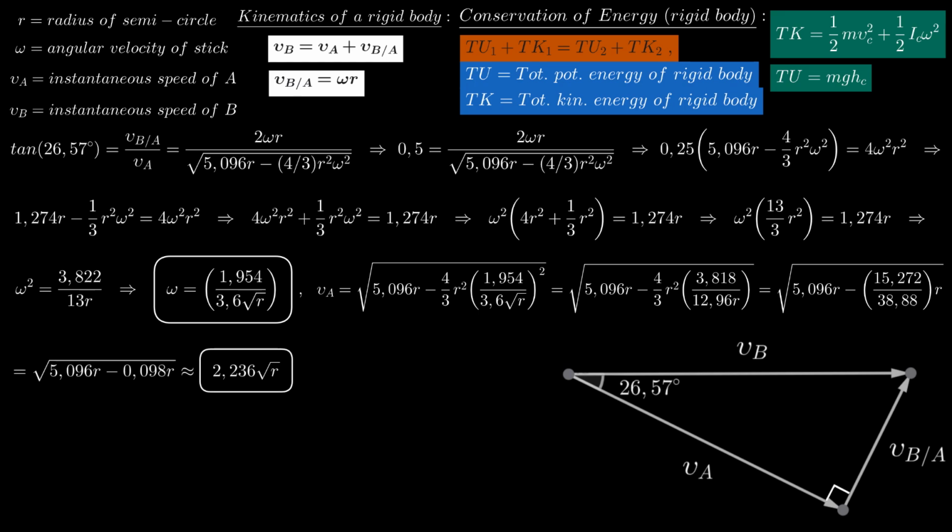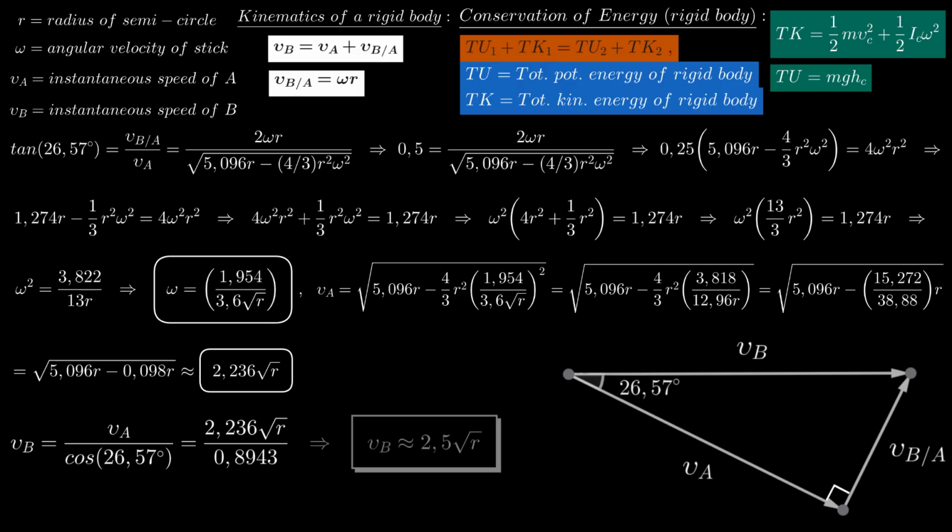And so now we can find u of b, which is u of b equals u of a over cosine 26.57 degrees equals 2.236 times square root of r over 0.8943, which is approximately 2.5 times the square root of r. And that's all she wrote, my friends. 2.5 times the square root of r. Quite an intuitive answer, if you ask me.